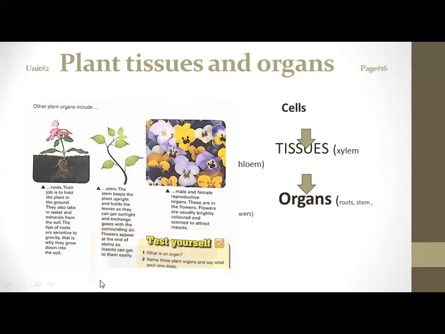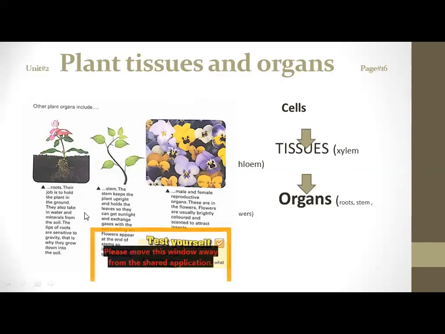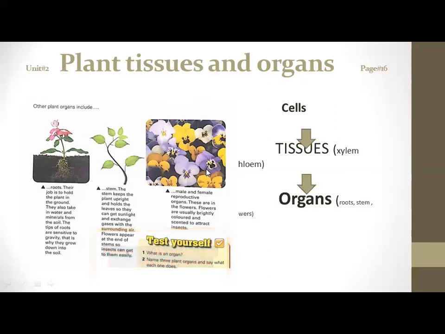The stem keeps the plant upright and holds the leaves so they can get sunlight and exchange of gases is possible here. And you can see here, these are flowers. The main function of the flowers is that they contain the male and female reproductive organs. The male and female reproductive parts of the plant are there in flowers.